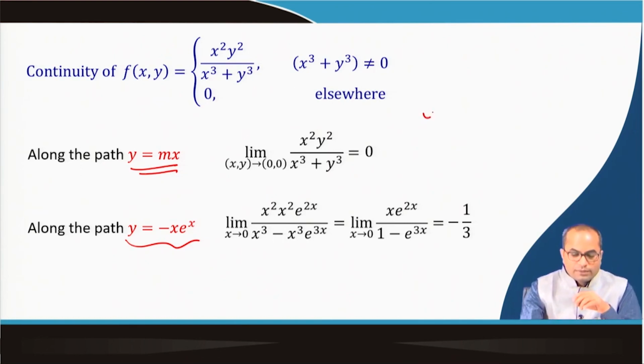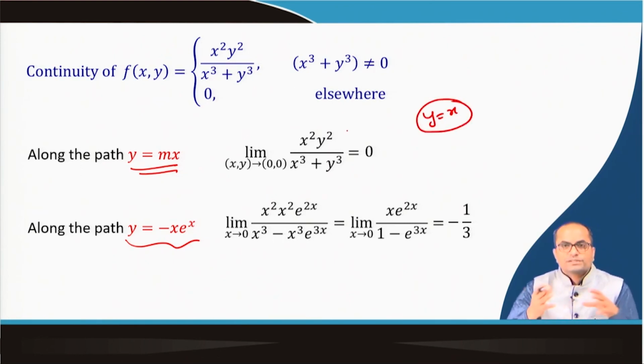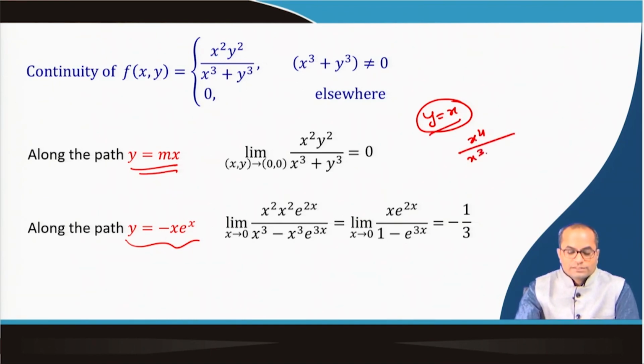you can pick one path itself, y equal to x, if not mx, because there was a situation where for some m that quantity may become unbounded. So, we take y equal to x for instance. So, this is x to the power 4, and here you have x cube plus x cube, and the limit as x goes to 0.